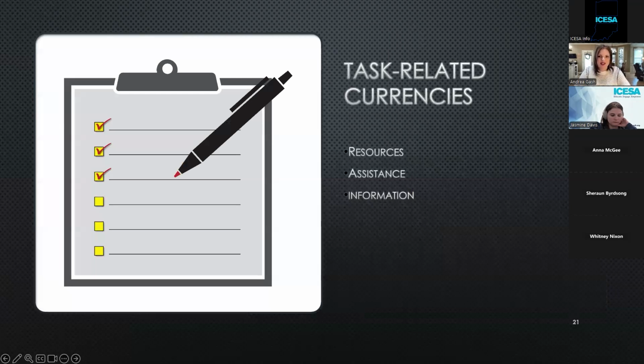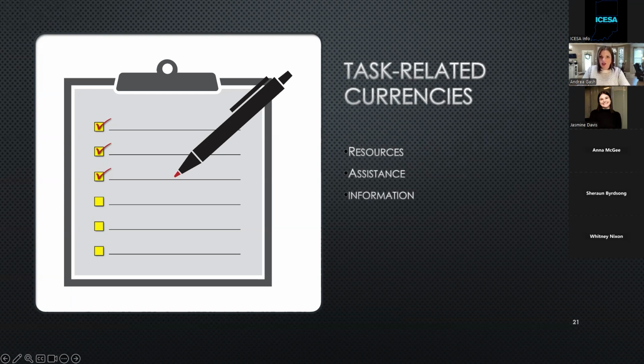The next is task-related currencies. Now, this comes from the ability to contribute to others accomplishing their work. It's about being a problem solver. It's about resources. Now, the first thing we think of when we say resources is money, but it does not have to be monetary. It can be people, space, equipment. Maybe that's trading equipment from one department to another, or borrowing equipment, or time. We all want what is needed to complete a task. It can be just giving additional time to complete a project, or providing direct assistance to a colleague.